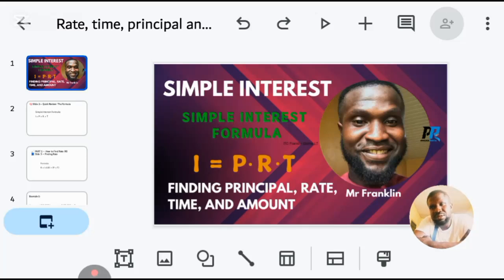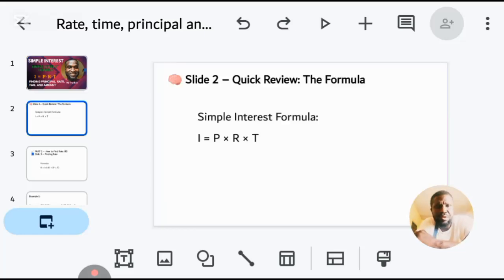In our last lesson, we learned how to calculate simple interest using the formula interest equals principal times rate times time. Now we are going deeper. We will learn how to find rate, time, principal, and total amount. Let's get started. As a reminder, I is interest, P is principal, R is rate, T is time in years. Now let's see how to find each one if it's missing.